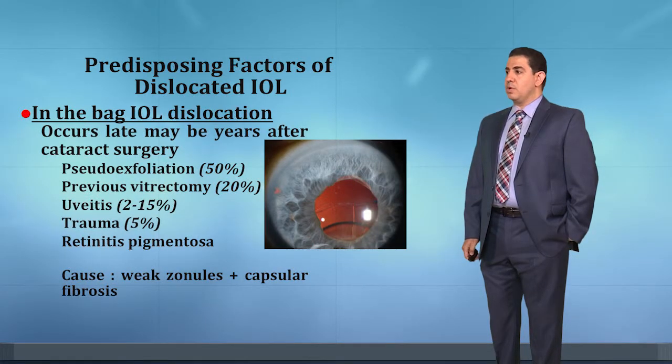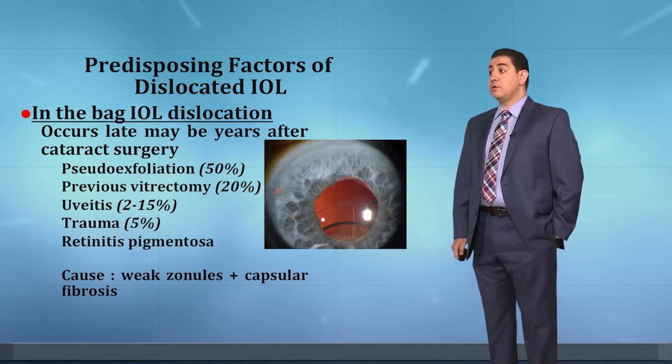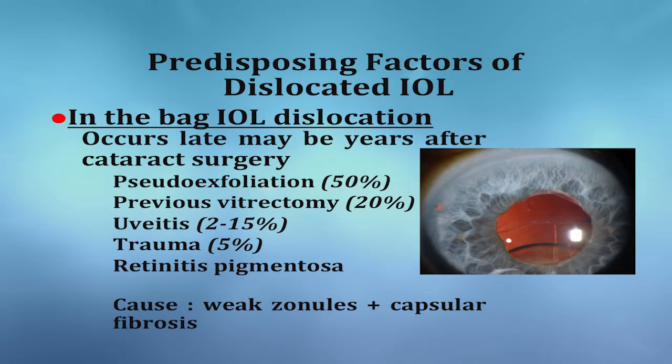Predisposing factors of dislocated IOL. Number one, in the bag IOL dislocation. It occurs late, maybe years after cataract surgery. The predisposing factors are pseudoexfoliation in 50% of cases, previous vitrectomy in 20% of patients, uveitis in 2 to 15% of patients, trauma in 5% of patients, and retinitis pigmentosa, which is slightly rare. What is the cause? The cause is weak zonules plus capsular fibrosis.